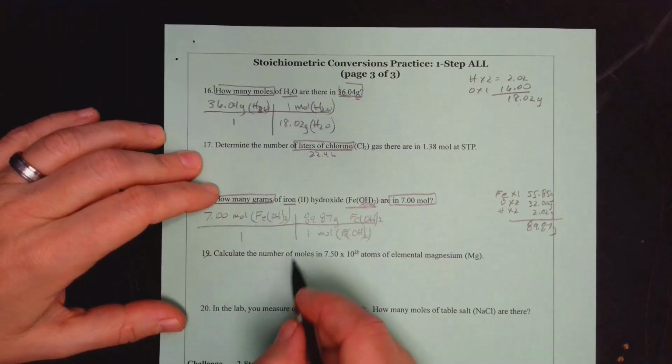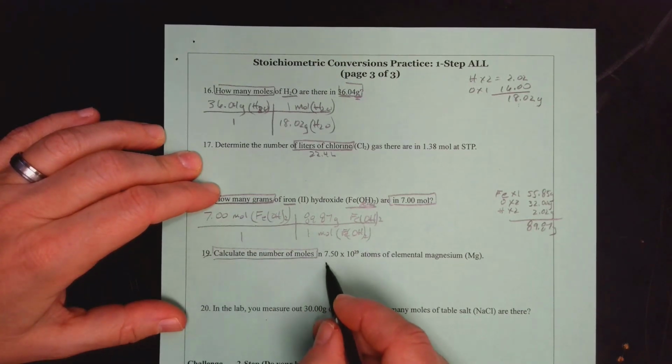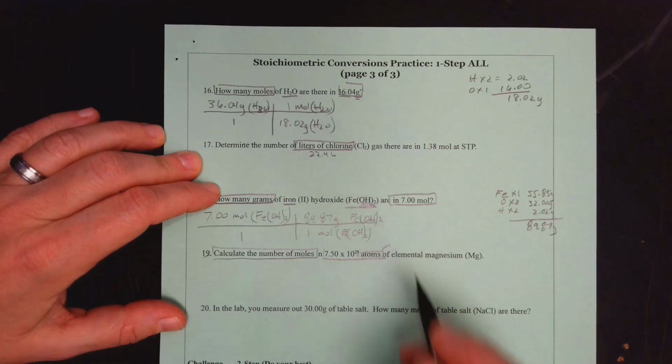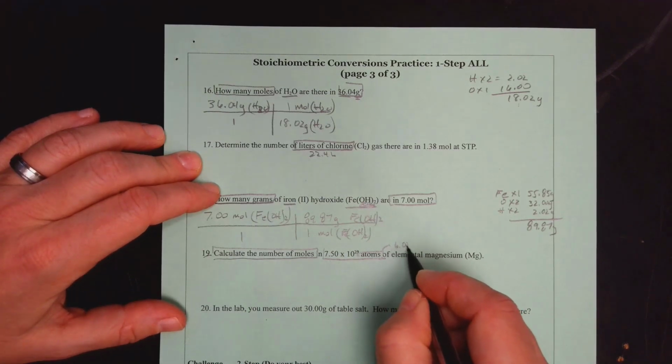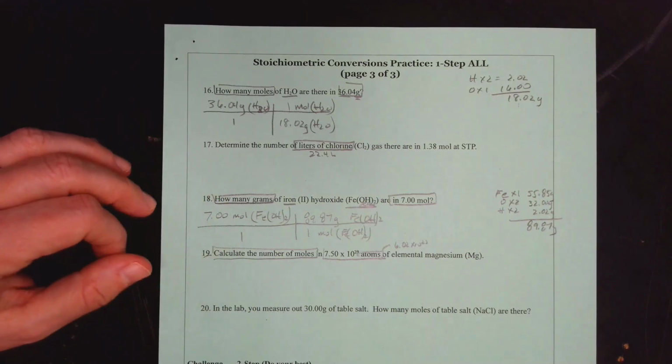Number 19, we have to calculate the number of moles in 7.50 times 10 to the 23rd atoms. Atoms are a particle, so I know I'm going to use that 6.02 times 10 to the 23rd constant in this problem.